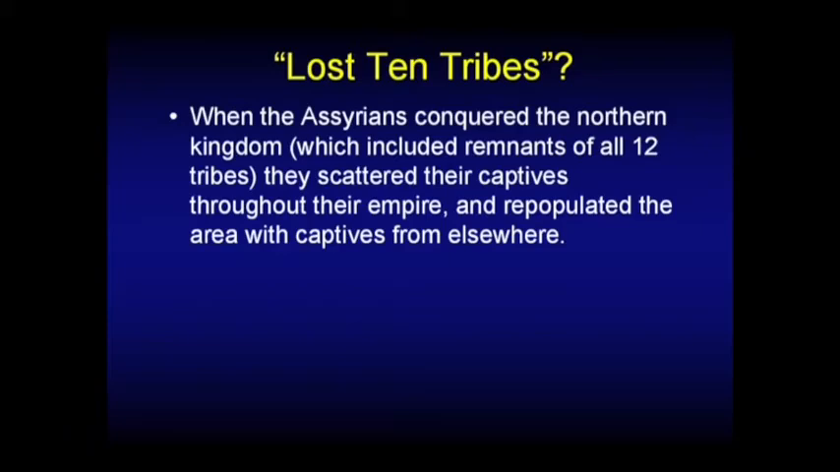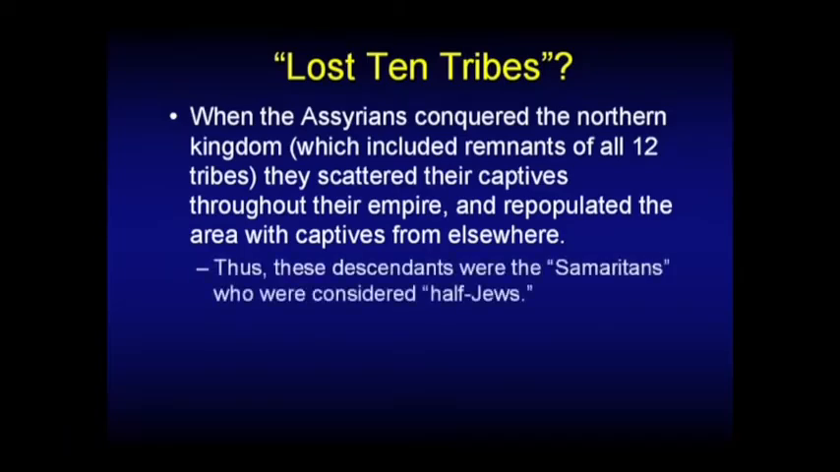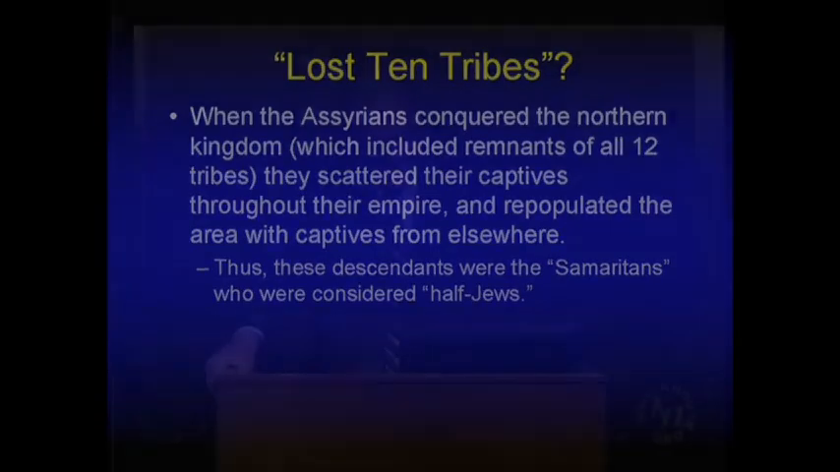When the Assyrians conquered the northern kingdom, which incidentally included remnants of all 12 tribes, they scattered their captives throughout the empire and repopulated the local area with captives from elsewhere. That was their policy. These descendants then in this area were known as Samaritans. Samaria was the capital of the northern kingdom, which gets conquered by Assyria. The people that they actually leave there and don't transport are in effect considered half-Jews because they're commingled with other captives of the Assyrians. They did that deliberately to break down the ethnic barriers. That's why the Samaritans were viewed by Jews as half-Jews, because they had roots, but they were contaminated in the Jewish mind.